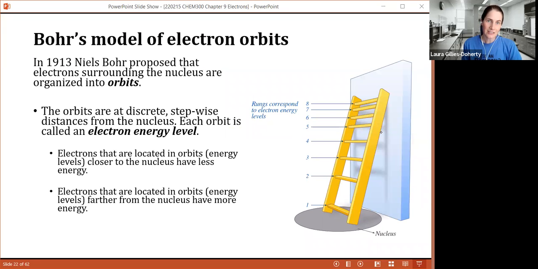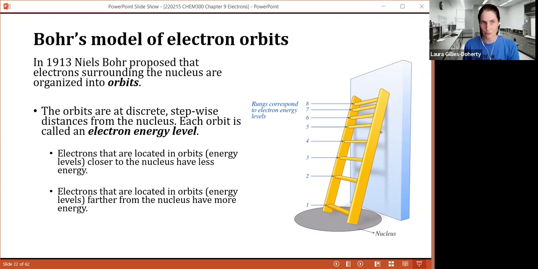So we can do this because of Bohr's model of electron orbits. In 1913, Niels Bohr proposed that electrons surrounding the nucleus are organized into what he called orbits. So before this, we had the Rutherford model of the atom, where we knew there was a nucleus that had the protons and the neutrons, and we knew the electrons were around it, but we didn't really know how they were organized around it.